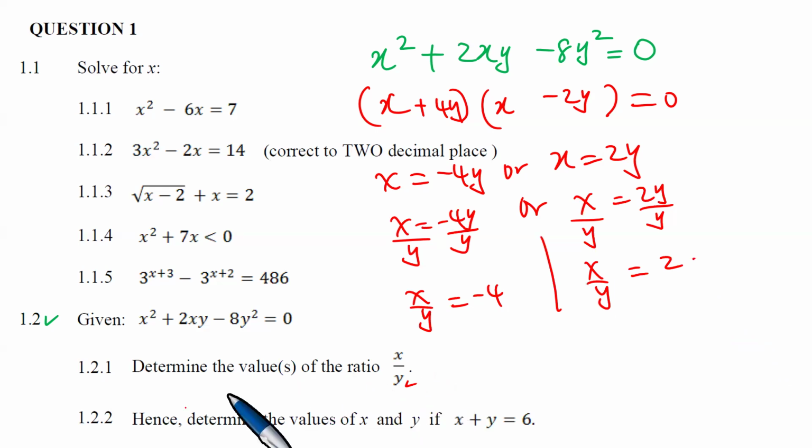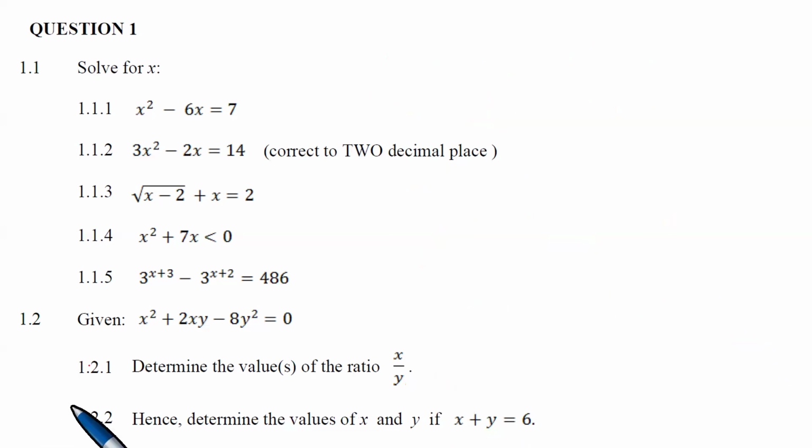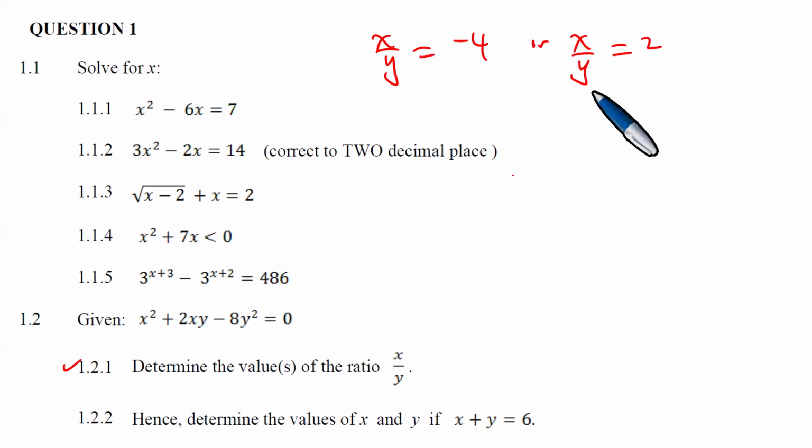Next. We need to hence determine the values of x and y if this is the case. So what do we do now? At this point, in 2.1, we found that x over y is minus 4, but we also find that x over y equals 2. But we also have that x plus y equals 6. Then what do we do here?